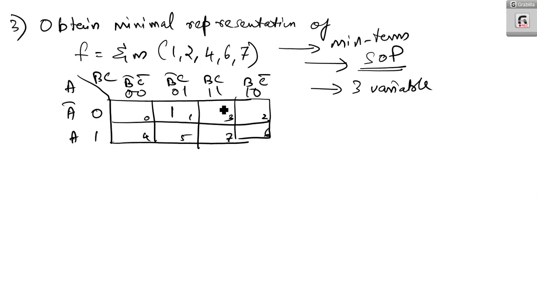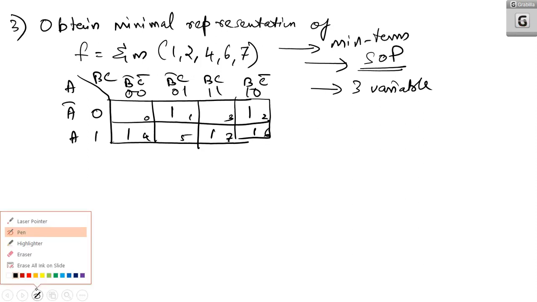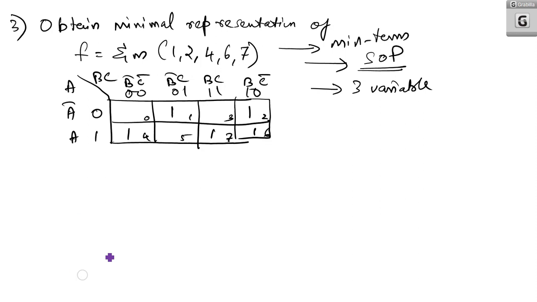At 1 you have 1. At 2 you have 1. At 4 you have 1. At 6 you have 1. At 7 also you have 1. Okay. So here you can go with the pairing and quadding. So these two can be paired. If these two are paired, you will get BC bar.